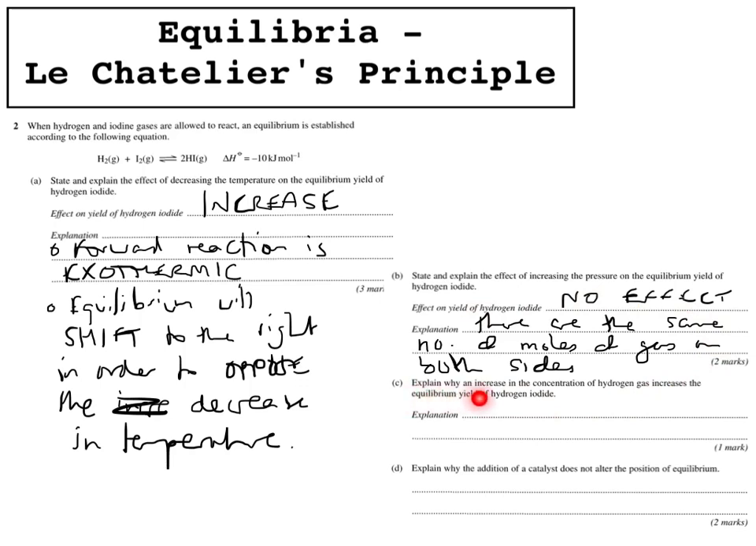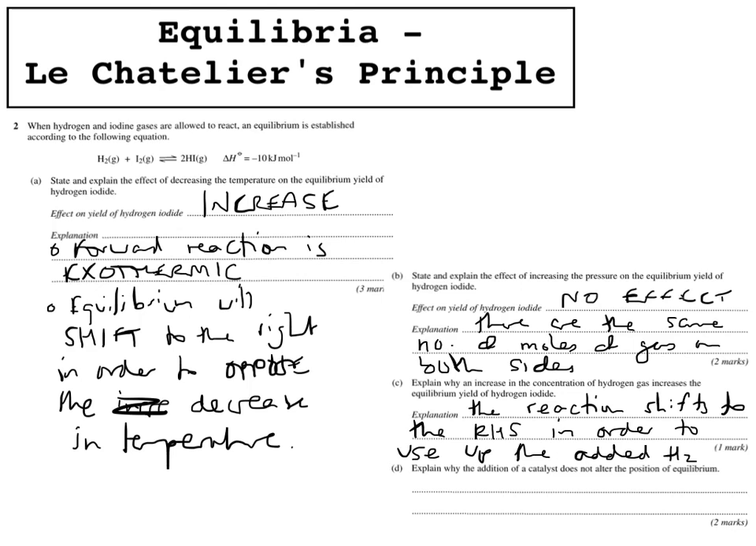Then it says explain why an increase in the concentration of hydrogen gas increases the equilibrium yield of hydrogen iodide, and you can say here that the reaction shifts to the right hand side in order to use up the added hydrogen.